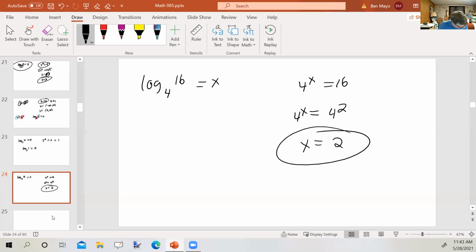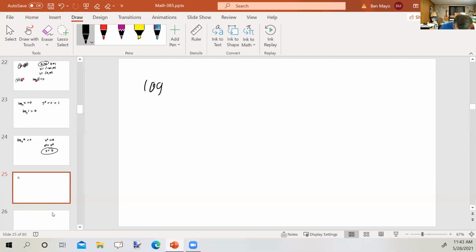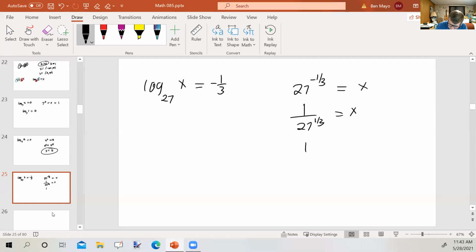Okay, let's see here. How about this one? Log base 27 of x equals -1/3. Changing this to an exponential equation, 27 to the -1/3 equals x. Well, let's see, 27 to the -1/3 would be 1 over 27 to the +1/3, which would be the cube root of 27, which is 3. So x equals 1/3.